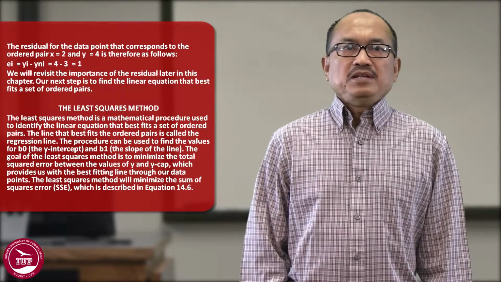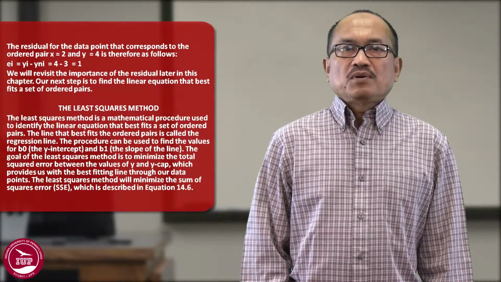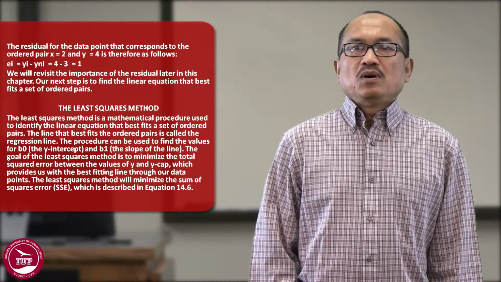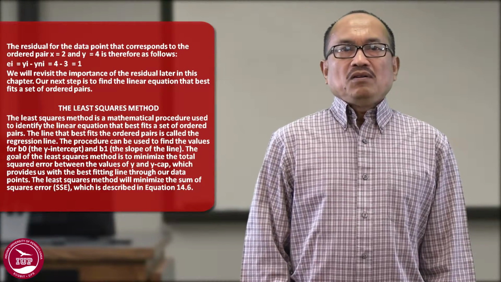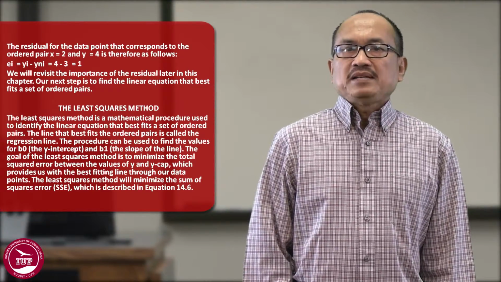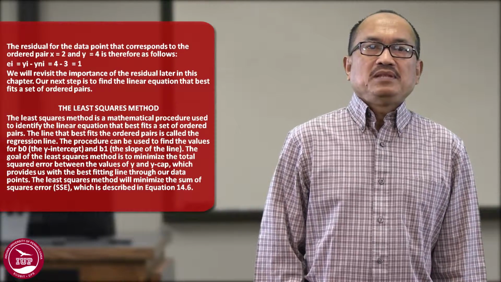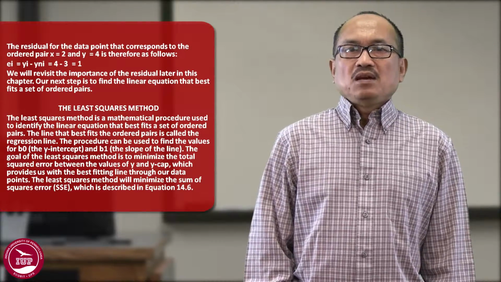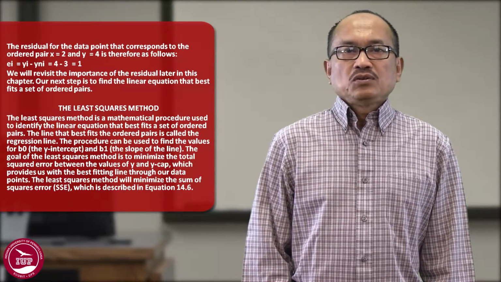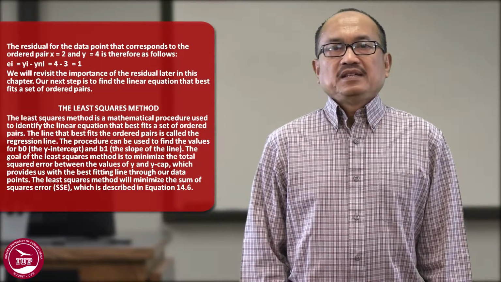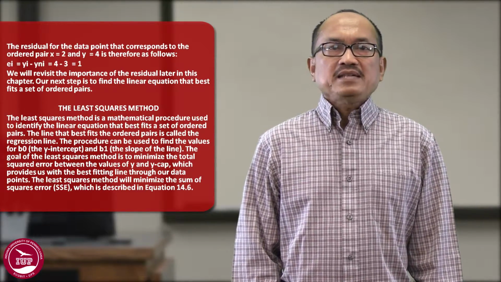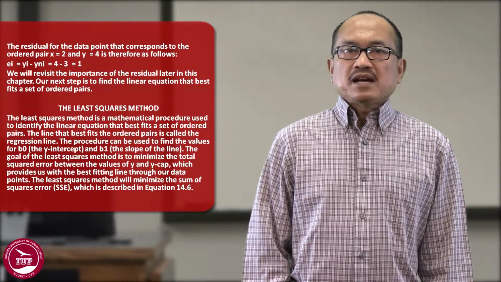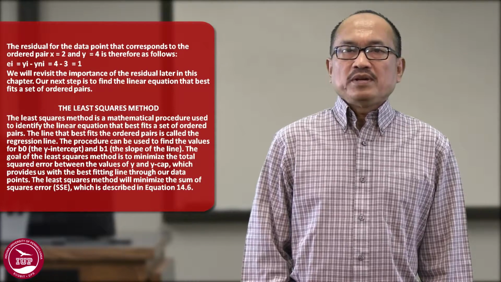The procedure can be used to find the values for b0, the y-intercept, and b1, the slope of the line. The goal of the least squares method is to minimize the total squared error between the values of y and y-hat, which provides us with the best fitting line through our data points. The least squares method will minimize the sum of squared errors, or SSE, which is described in equation 14.6.